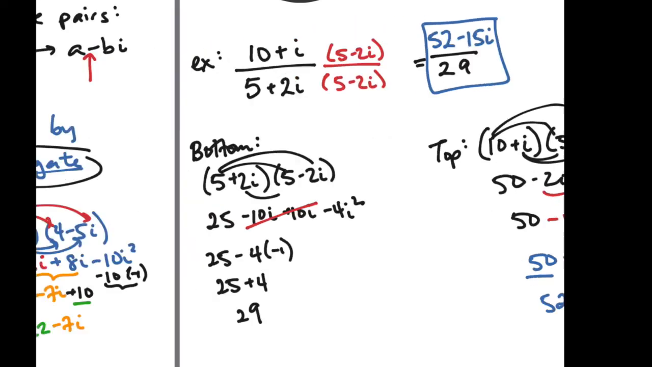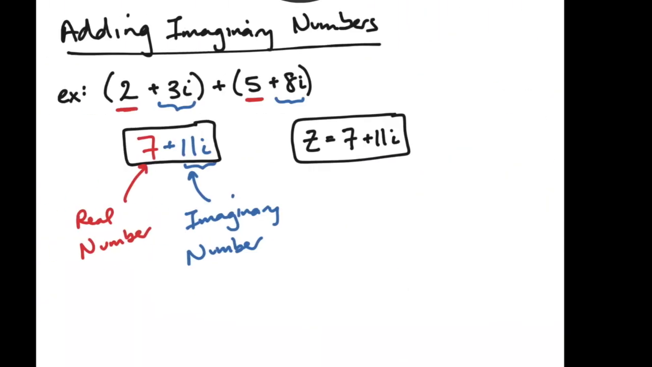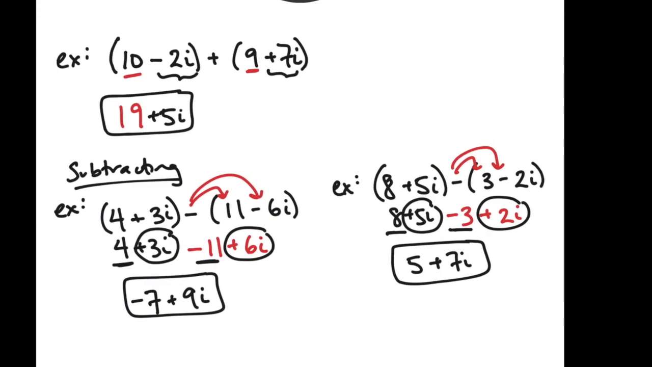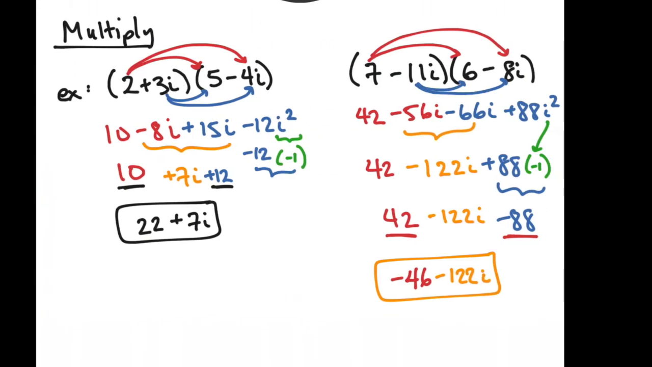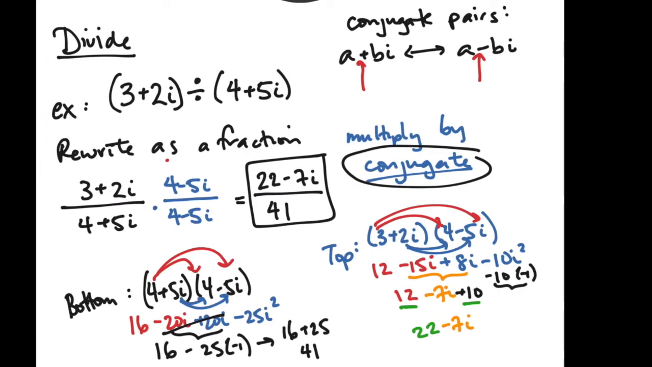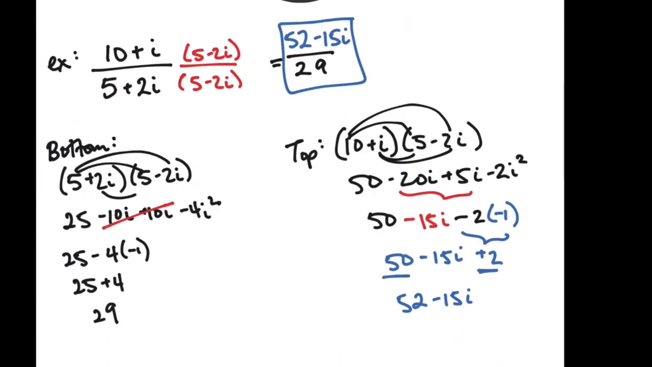So to recap, we have adding imaginary numbers where we just combine like terms. Same thing with subtracting, but you want to make sure you distribute the negative in the middle. We have multiplying, which is basically the distributive property. And we have division, where you need to multiply by the conjugate pair to get rid of the letter i on the denominator. And that is our lesson for today.